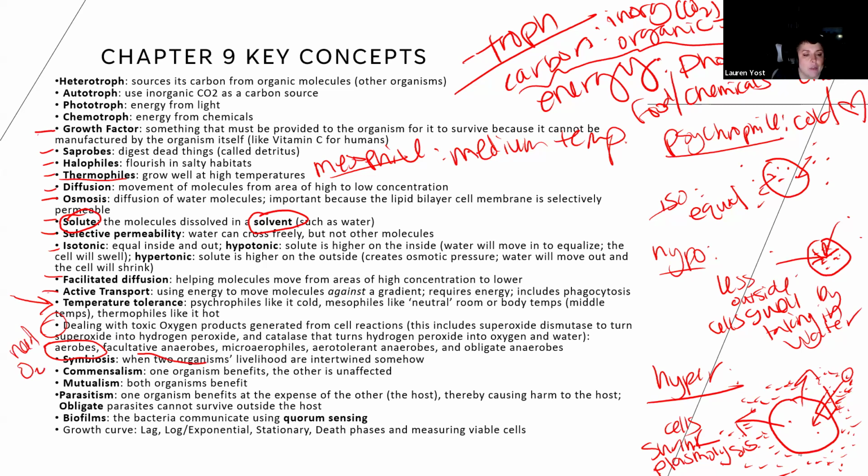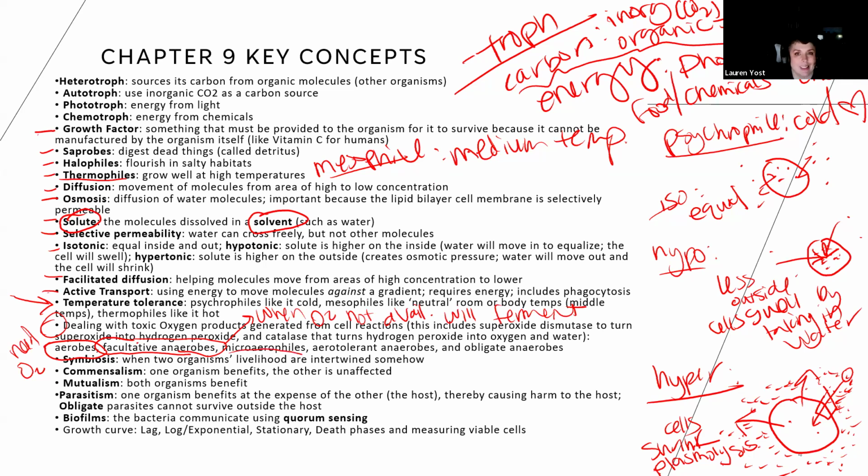We have facultative anaerobes. These guys would prefer to use oxygen if it's available. However, if oxygen is not available, they will undergo fermentation. All right, so that's a type of anaerobic mechanism to create energy.